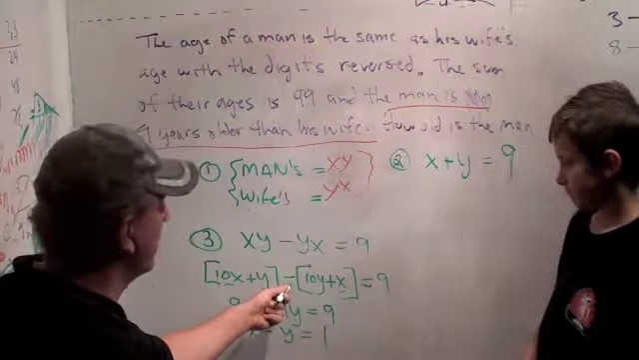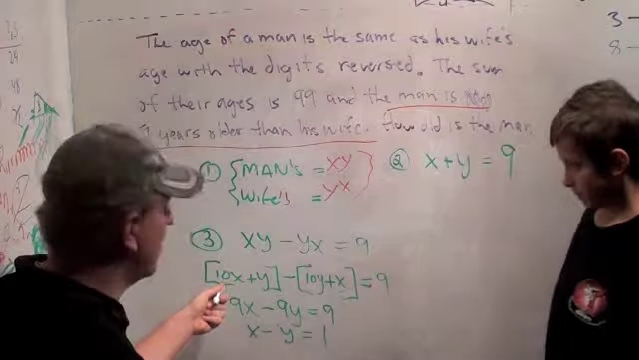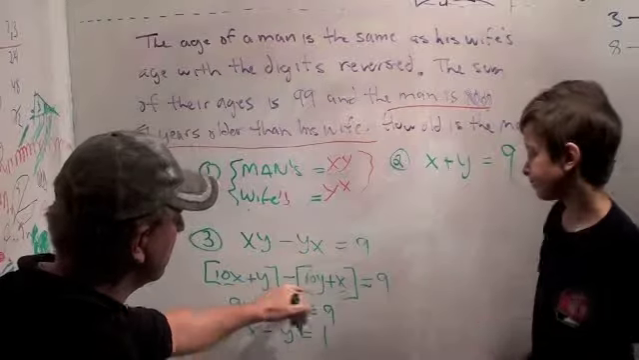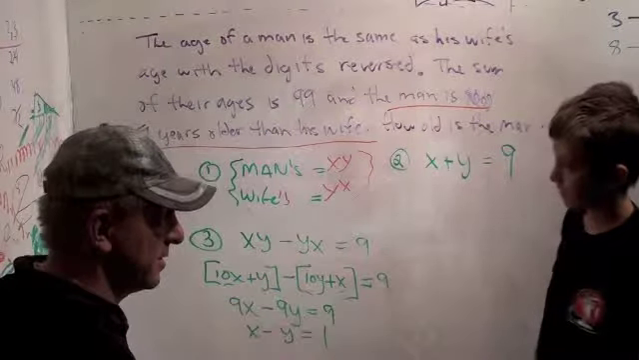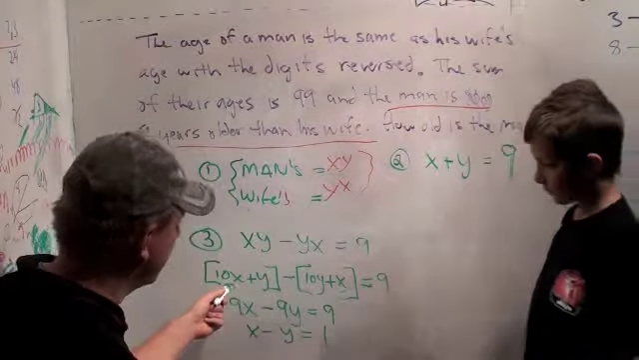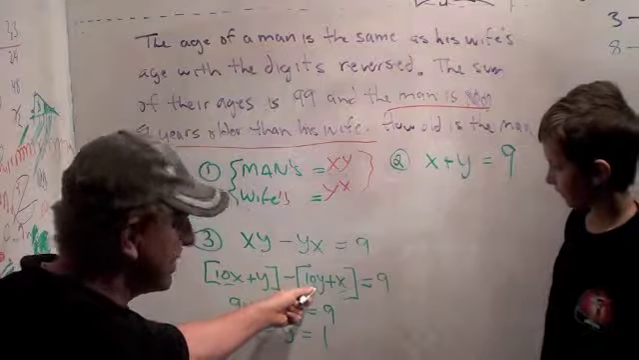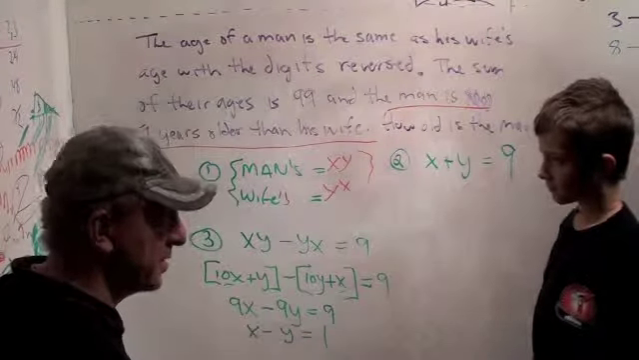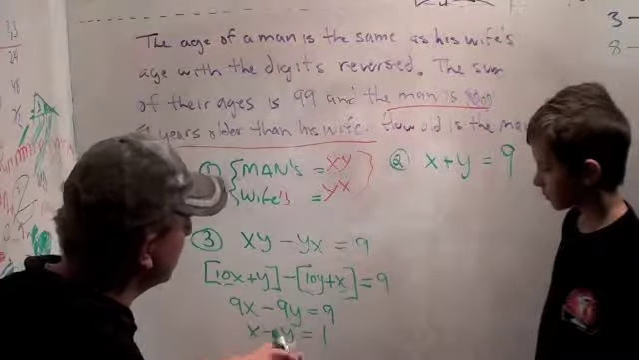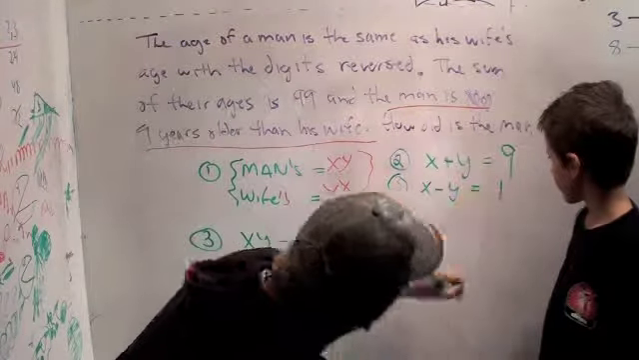Now, I don't want you to be confused about this minus, so let's review that one more time. xy just means 10x plus y. Yx is what I have in brackets here, 10y plus x. And the minus applies to the whole thing. So when I subtract the x's, I get 10x minus x, and I get y minus 10y. That's why I get 9x minus 9y. Does that make sense? Okay. And that says 9x minus 9y equals 9, and then you divide by 9, you get x minus y equals 1. So step 3, we learn that x minus y equals 1.